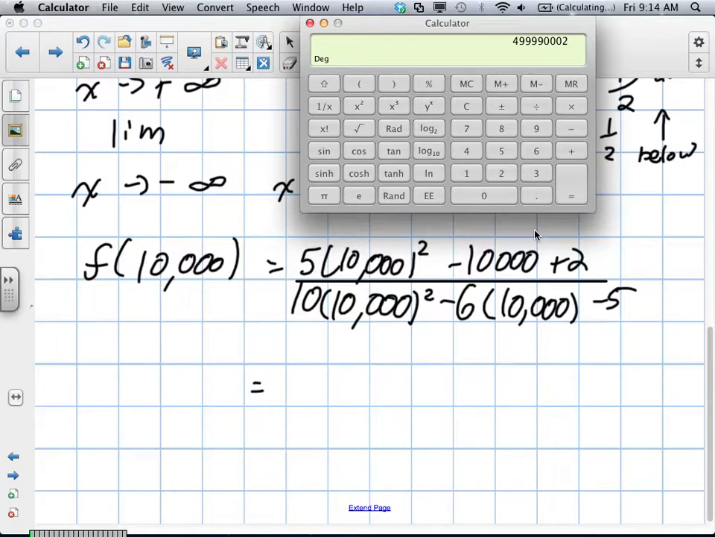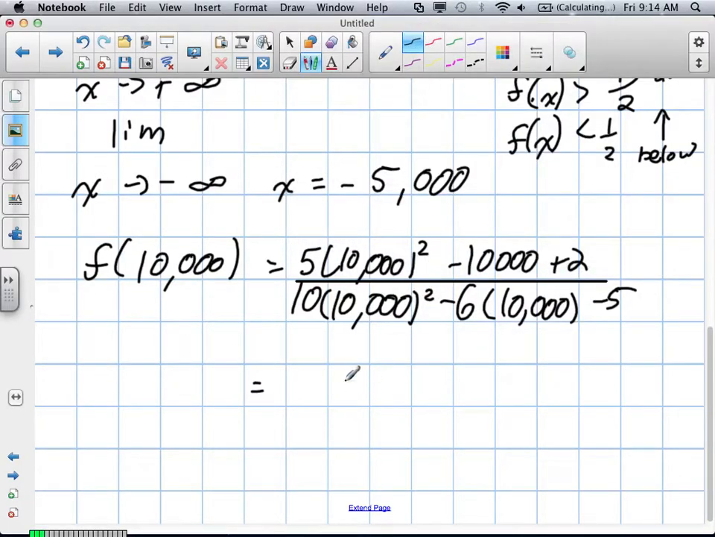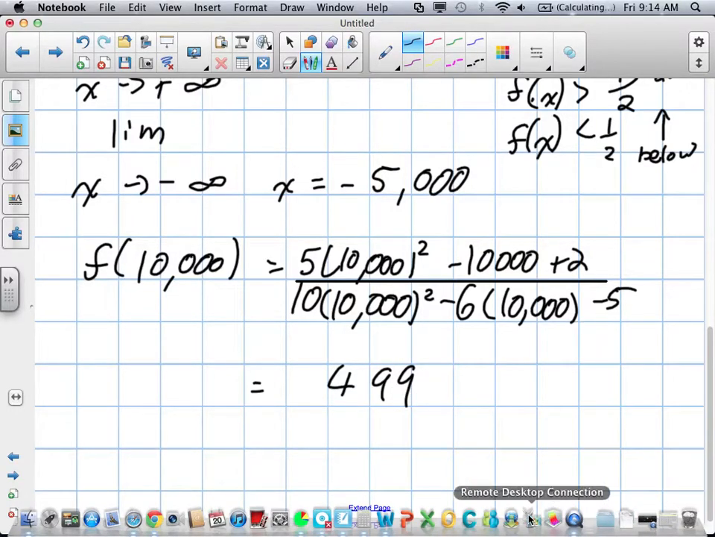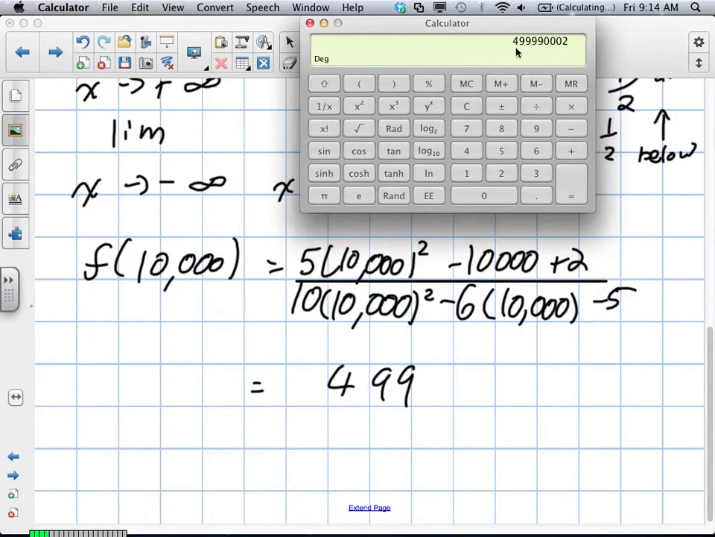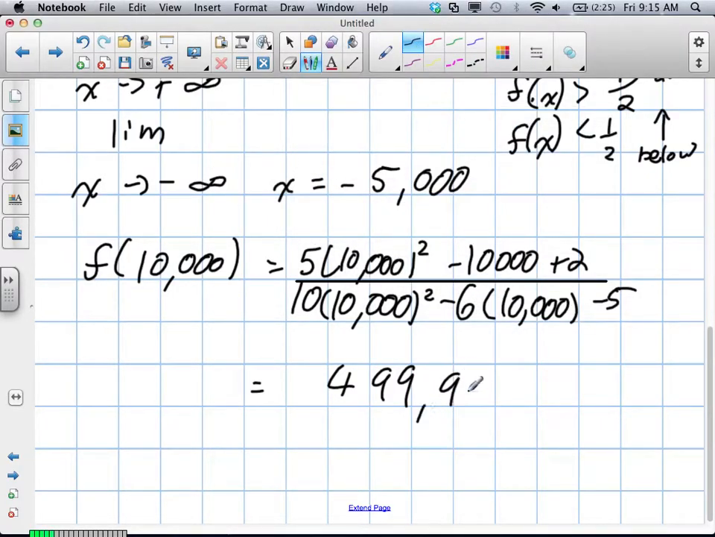I think it's 499 million. Is that right? 499 million? So I'm going to say 499 million. I got to look at that again. Clearly I chose a large number. I wish I had a comma calculator. 499,990,002. Yeah, okay. That's the top of this.